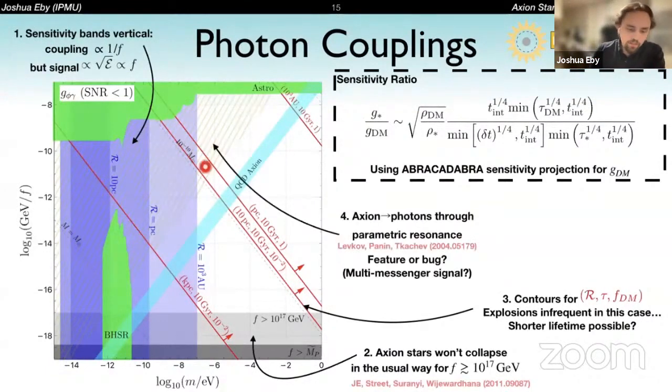Fourth, notice that in the top triangle here, there's this yellow hatched region. This actually points to yet another very nice simulation of Levkov, Panin, and Tkachev, pointing out that as Axion stars collapse, in a particular range of Axion photon coupling, they can convert to photons through parametric resonance, rather than, or in addition to, I'm actually not sure, relativistic Axions. So I would love it if this could be clarified for us. But essentially, we just treat this as yet another interesting fact about Axion star collapse that maybe is worth investigating further.